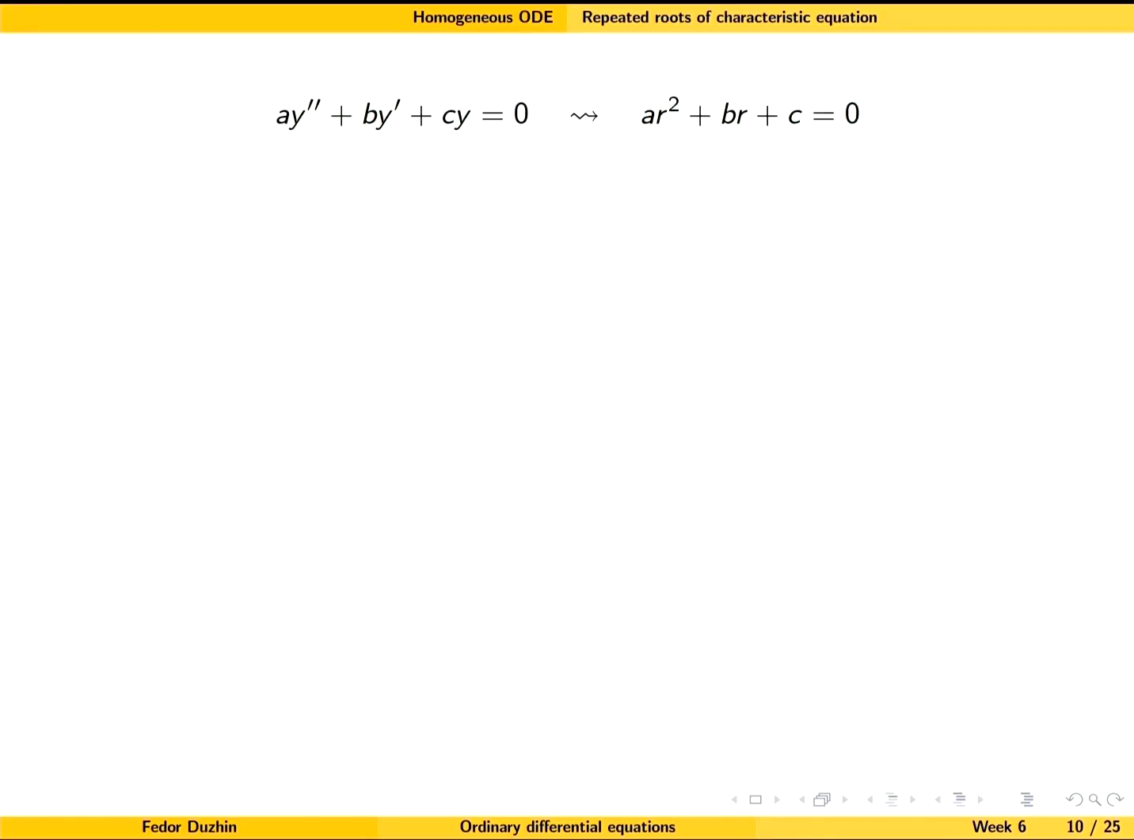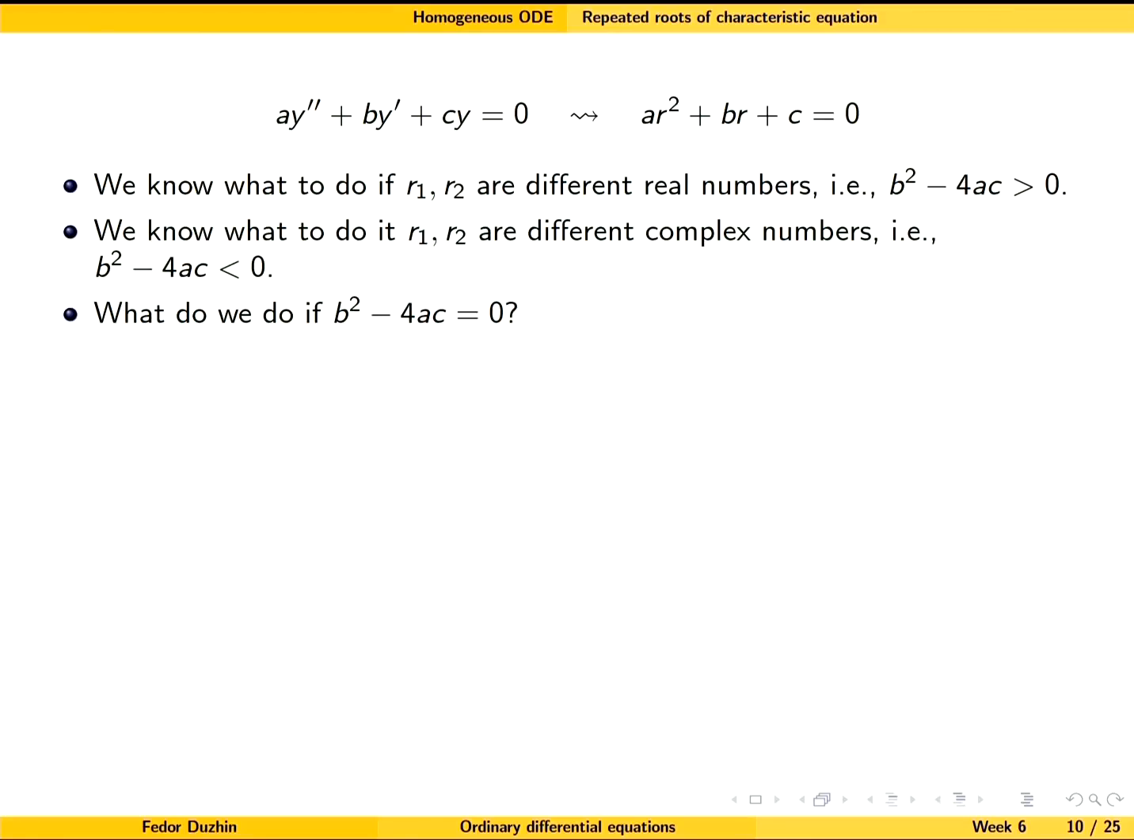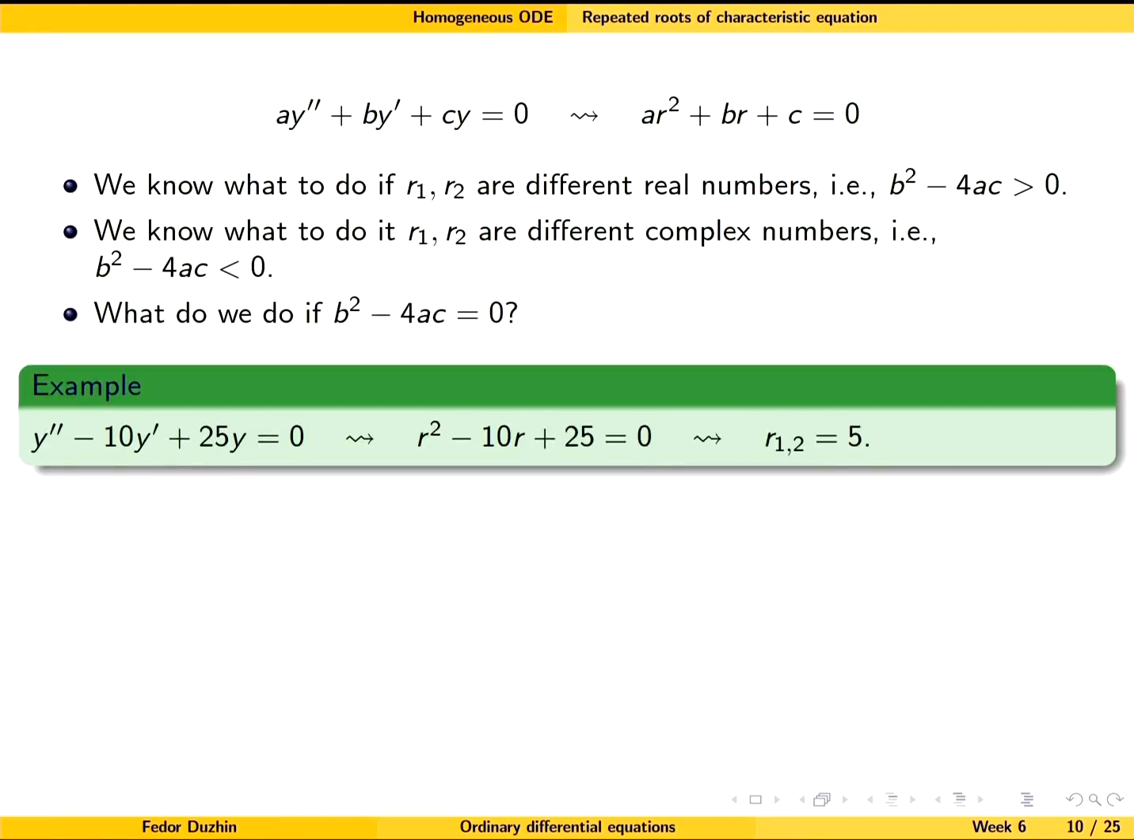Alright, so now we're still trying to solve a second order linear homogeneous differential equation with constant coefficients. In any case, we need to write down the corresponding characteristic equation, and we have covered the case of the positive discriminant and of the negative discriminant of the characteristic equation. But we don't know yet what to do if the discriminant is 0, right? So here is an example of this.